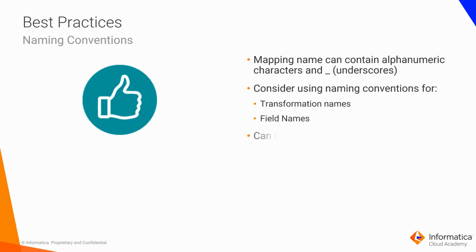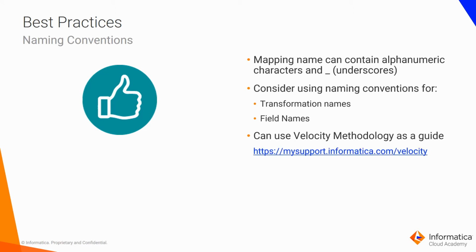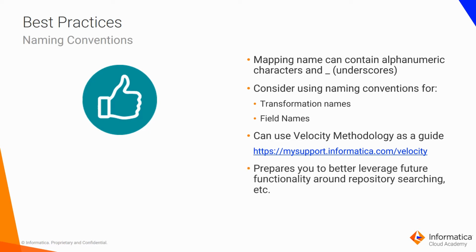You may wish to consider using Informatica's implementation methodology, Velocity, as a guide for establishing your naming conventions. Velocity can be accessed by the Informatica My Support portal. Using naming conventions now will better prepare you to leverage future functionality around additional repository management and searching.